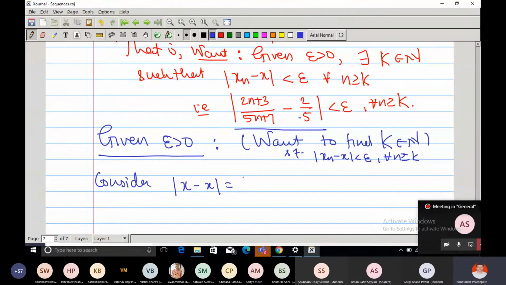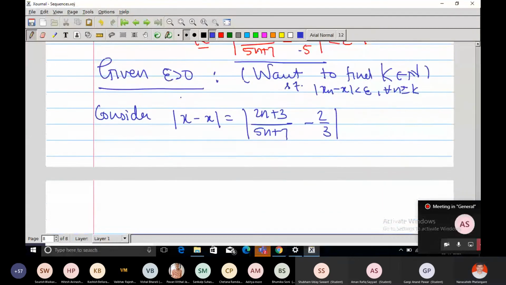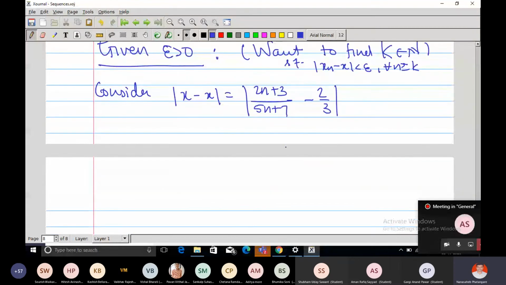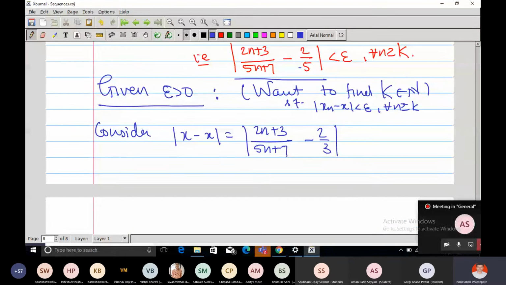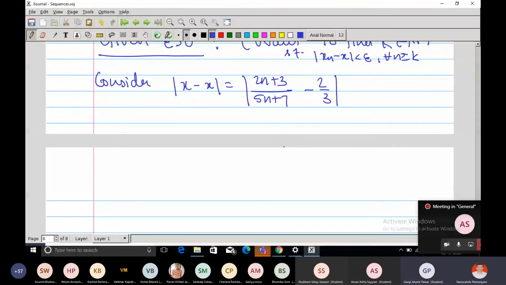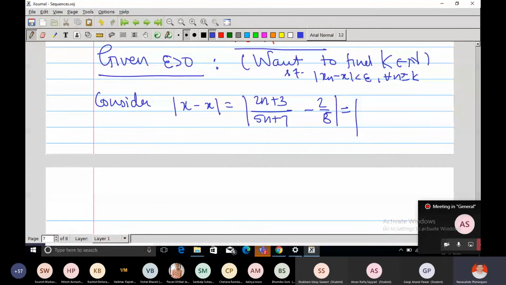xn minus x. What is xn minus x? (2n plus 3) by (5n plus 7) minus 2 by 5. Simplify this difference so that I can guess. We are going to guess the k, and then we'll verify that the k which I guess is correct. So I will first simplify this expression which I want to make less than epsilon, and then I will guess k to make this less than epsilon. It's 2 by 5. Fine.